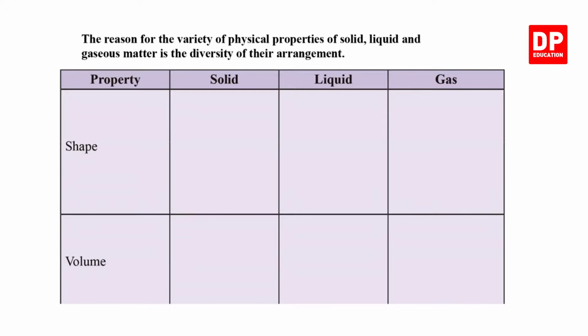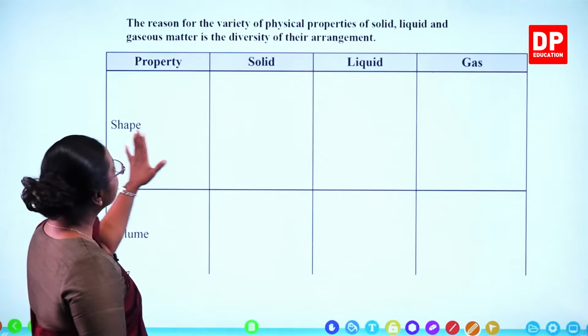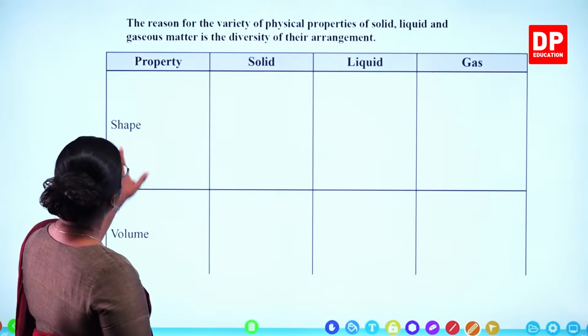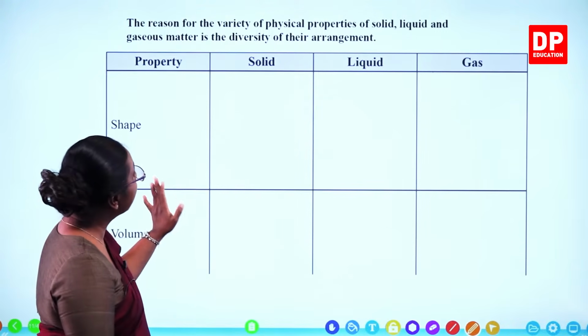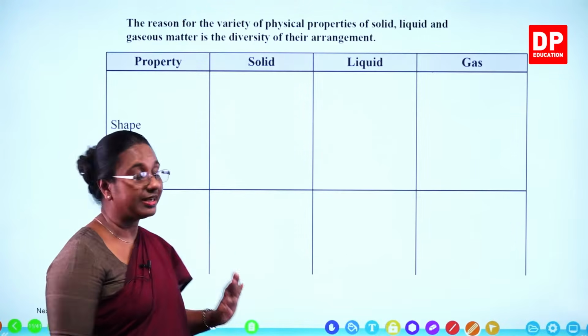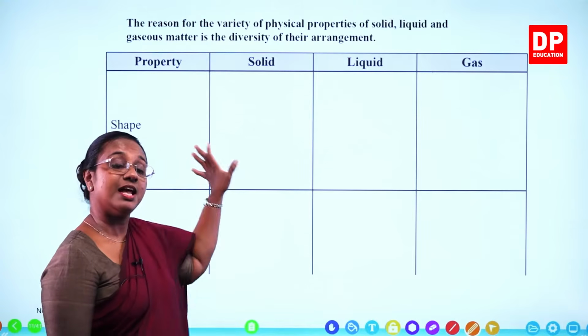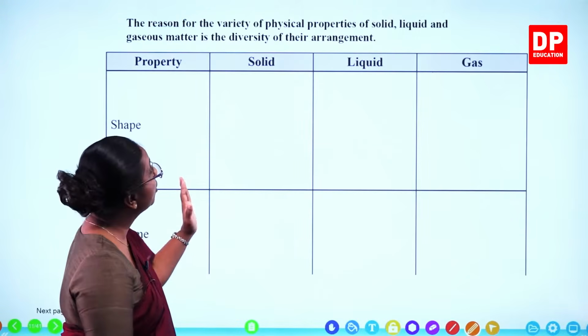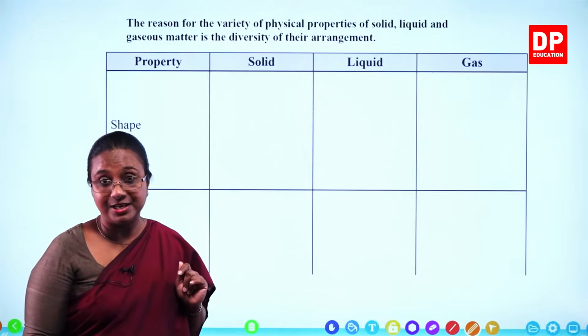So the reason for the variety of physical properties of solid, liquid and gaseous matter is the diversity of their arrangement. So here students, in this table we have the different properties and we have the solid, liquid and gas, the three physical states of matter. We will try to understand how the property changes with their particle arrangement.